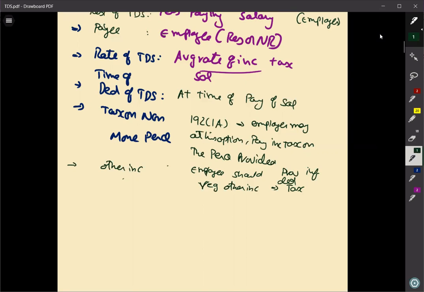If the employee is also providing some sort of other income, employer will also deduct tax on the other income also. If employee does not provide this other income, that will become a subject matter of section 191. As a part of direct payment, employee has to pay.